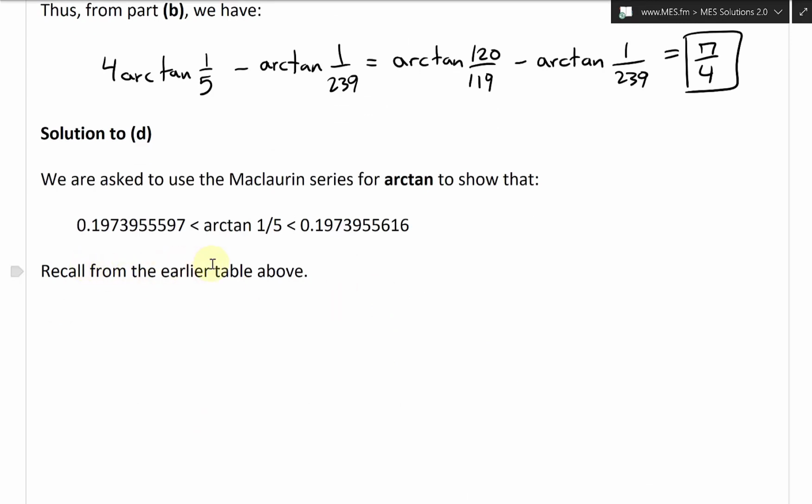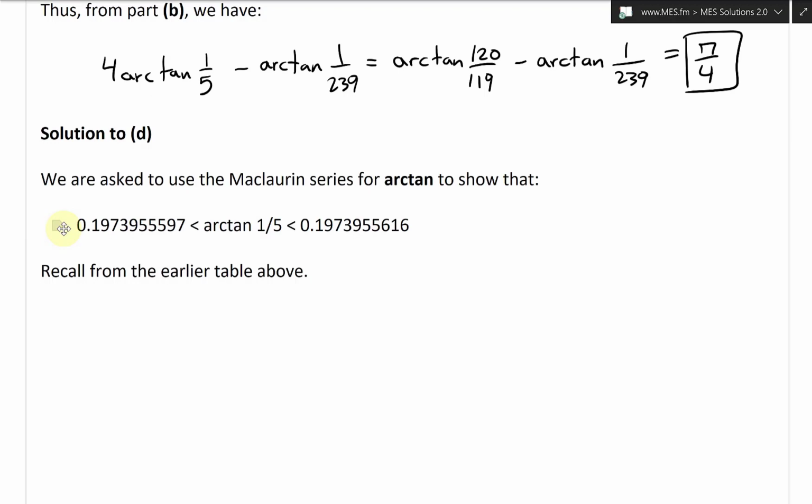Alright, so recall from the earlier table above, the solution to D. So we are asked to use the Maclaurin series for arctan to show that arctan 1/5 is between this number 0.19739, etc. all the way, and it's less than 0.1973955616. This one has a 55597. So very, very accurate. We need to get it to.